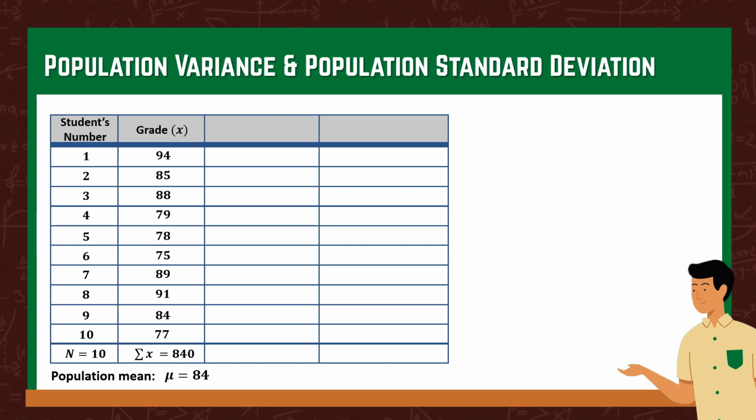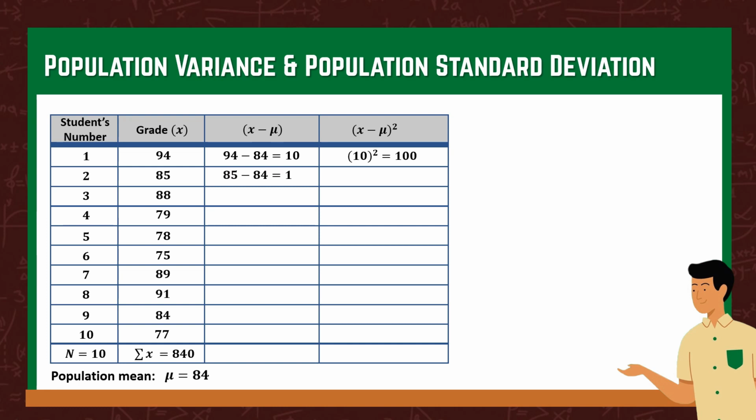To compute for the population variance and population standard deviation, we have to subtract each given score or data from the population mean, and we will square the result. In symbols, we have x minus μ, the population mean, and (x minus μ)². For example, our first data is 94 minus 84 equals 10, and 10 squared is 100.